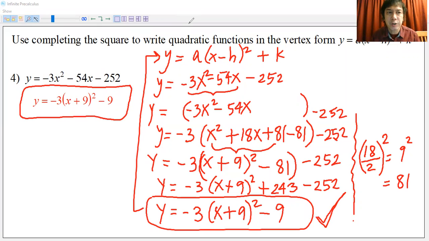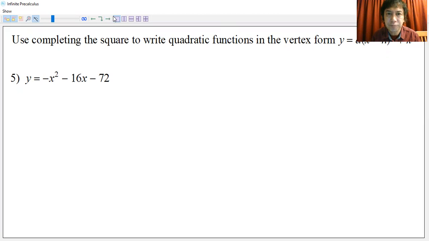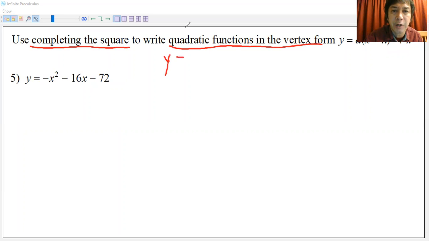Let's have the next, number 5. Let me just clear it, remove the answer. All right, here is number 5. And the instruction, the same. Use completing the square to write quadratic function in vertex form. Okay, again, the vertex form is y is equal to a times the quantity (x minus h) squared plus k.